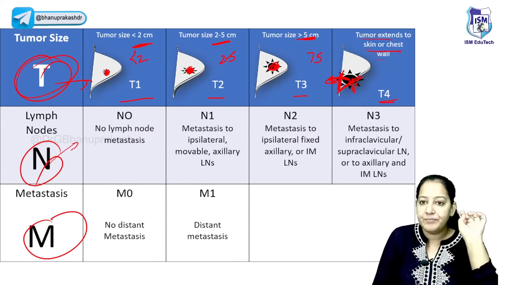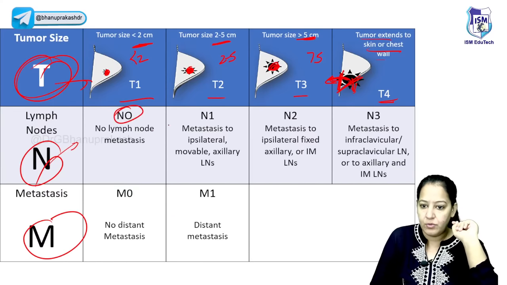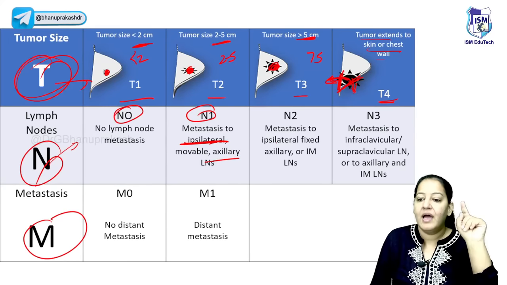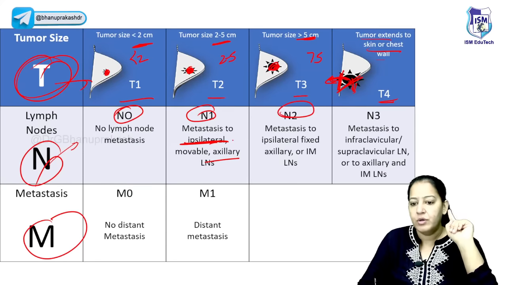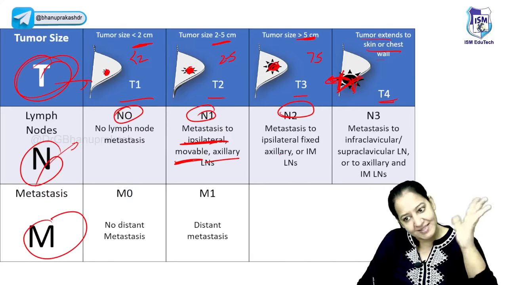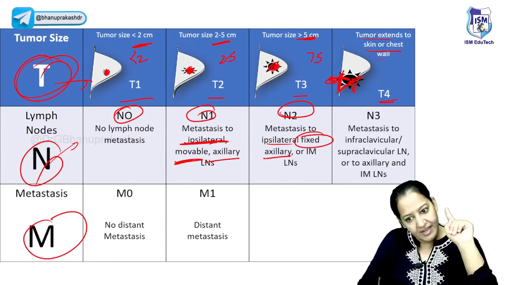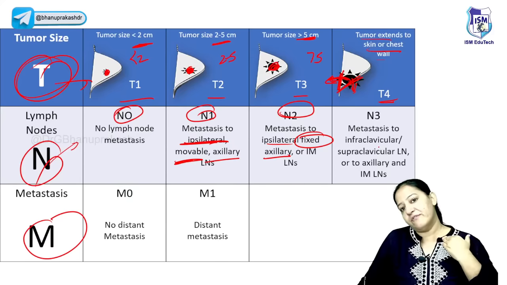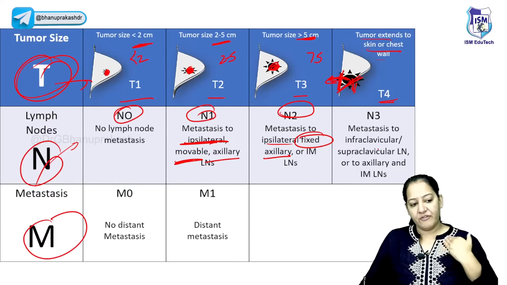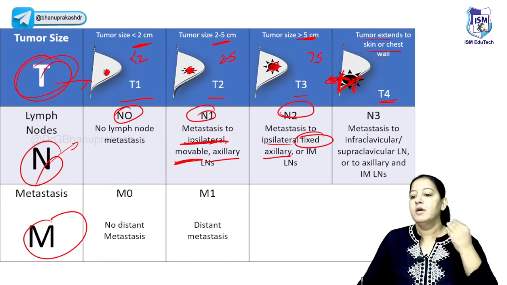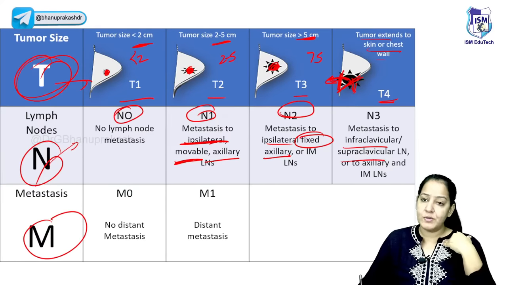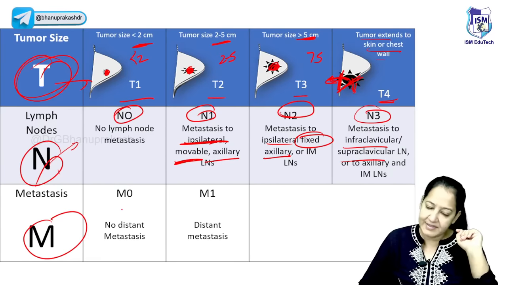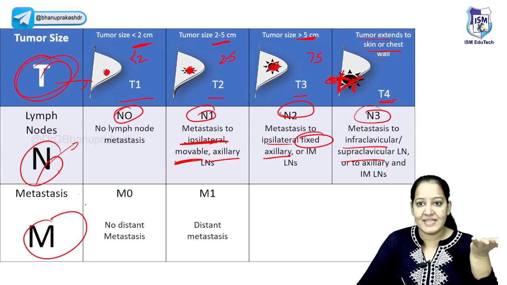What is N? If no nodes are involved, it's N0. If regional ipsilateral axillary lymph nodes are involved, it's N1. Here they are mobile, axillary. In N2, axillary nodes become fixed. And apart from axillary, if clavicular lymph nodes are involved, supraclavicular and infraclavicular, you can see this is the clavicle bone, it's N3. So decide the N for your patient. And by doing a PET CT, you can see.